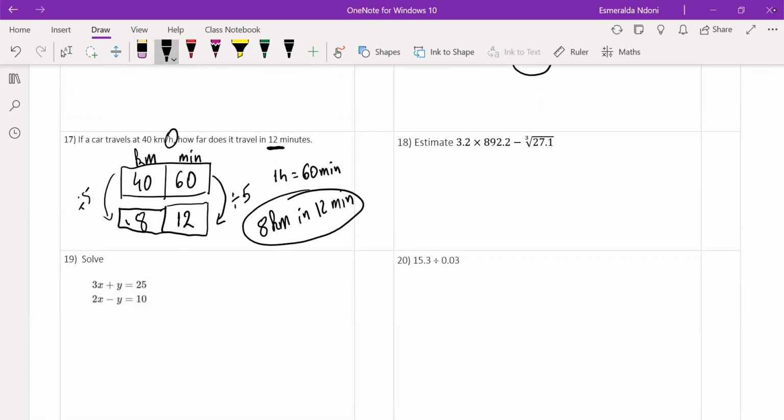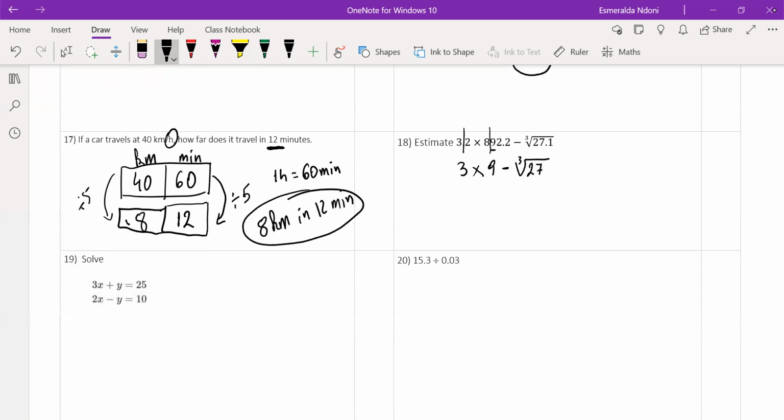Question 18. This is an estimating question. So we know that to estimate, we round to 1 SF. We'll do just that first. So that'll be a 3 times 892. So the decider here is bigger than 5. And that will change the 8 into a 9, to the cube root of 27.